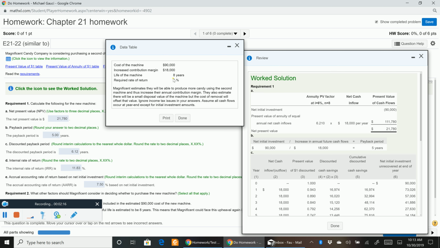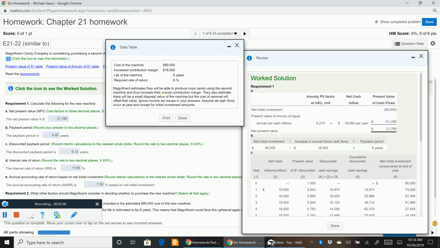If they do that, the machine will have an 8-year life, and each year it is our estimation that it's going to contribute an increase to the contribution margin of $18,000 a year. The required rate of return, effectively the going interest rate, the prevailing market rate at this point in time, is 6%. There are many names for this. Cost of capital is another name for it, 6%.